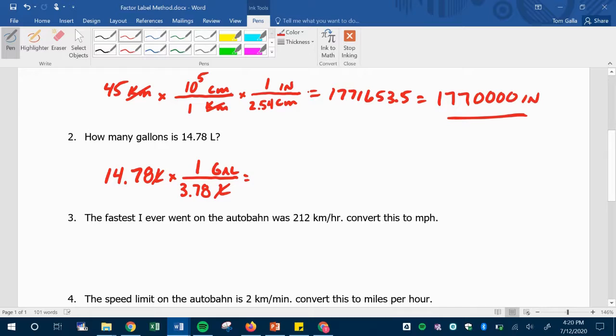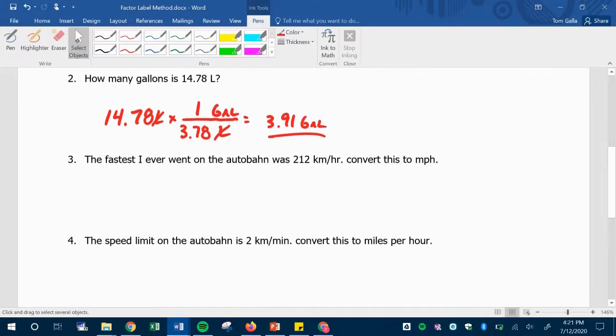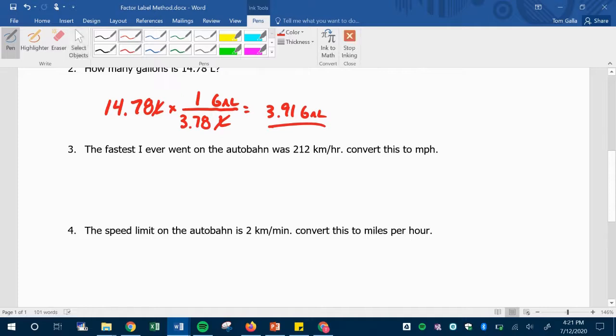And so now when we plug this into our calculator, it would be 14.78 divided by 3.87, which should give us 3.91 gallons. All right, so that's it for this example. Let's look at our next one. The fastest I ever went on the Autobahn was 212 kilometers per hour. And our question is, let's convert this to miles per hour.